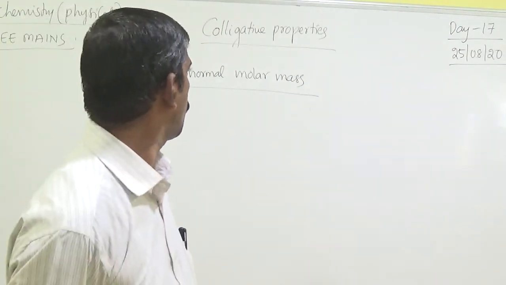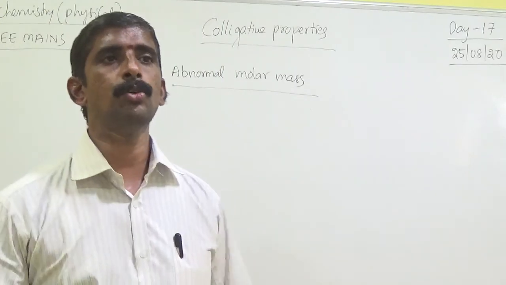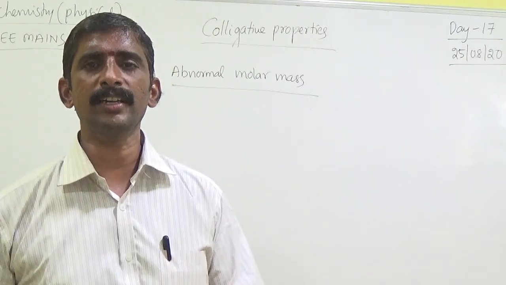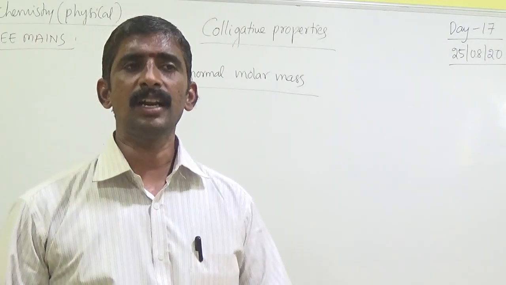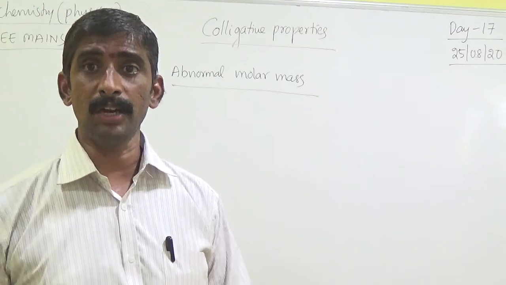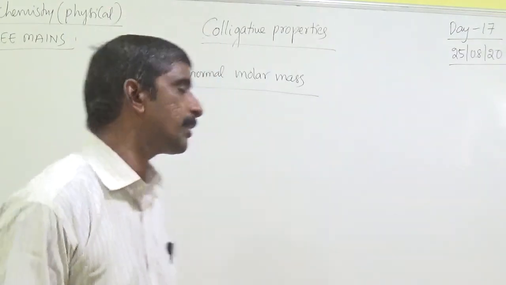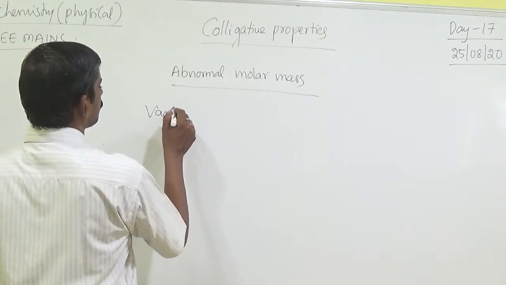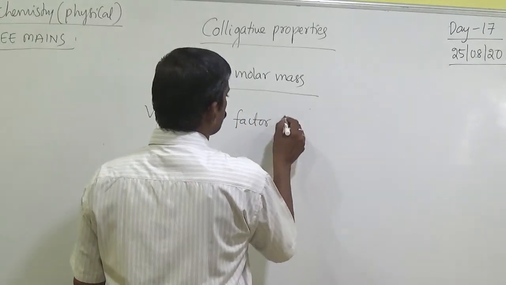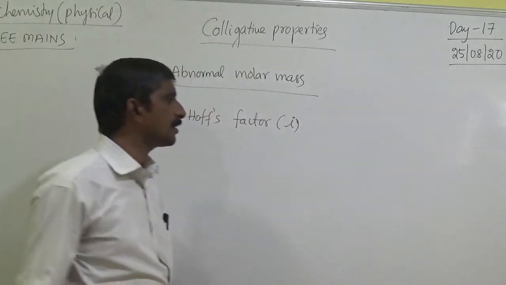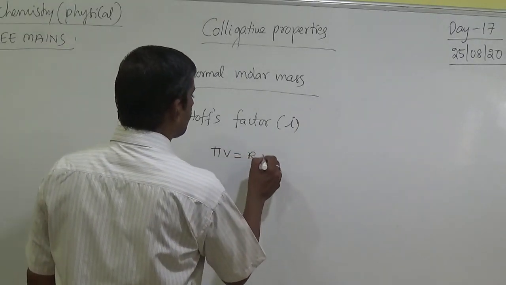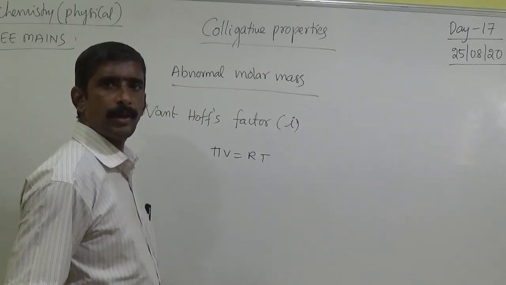So these are the points on abnormal molar mass, and another one is the Van 't Hoff factor. The Van 't Hoff factor i is generally equal to the ratio of the experimental value of osmotic pressure to the calculated value of osmotic pressure. Here, the Van 't Hoff factor i means simply: pi V equals nRT.